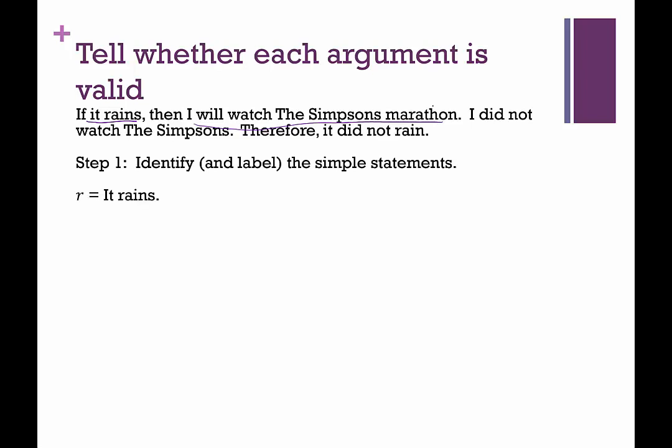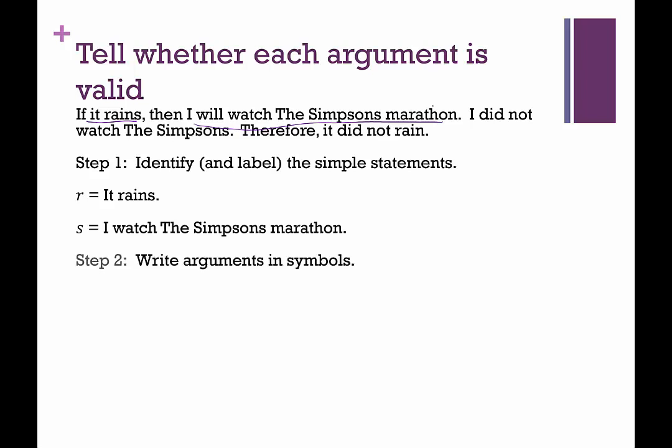I'm going to say R for it rains and S for I watched the Simpsons marathon. Now from here, step 2, write the argument in symbols. So here we have premise 1. If it rains, so that would be R, then I will watch the Simpsons marathon. So if R, then S.